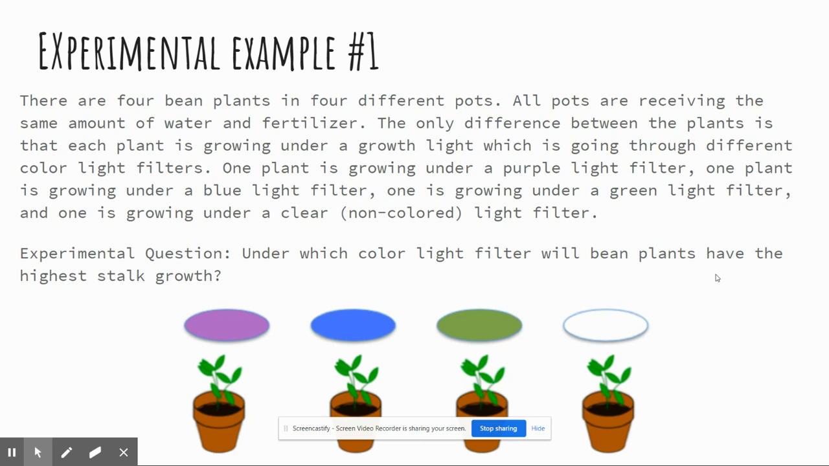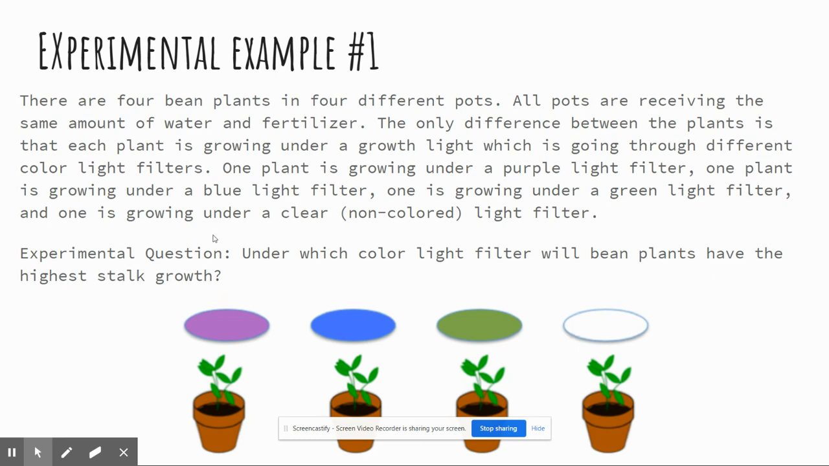that's being given to the plant, which is going through different color light filters. One plant is growing under a purple light filter, one plant is growing under a blue light filter, one is growing under a green light filter, and one is growing under a clear or non-colored light filter. And our experimental question, right, our testable question that we're trying to solve is under which color light filter will bean plants have the highest stalk growth, okay?